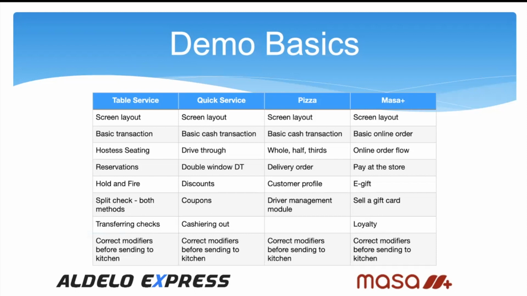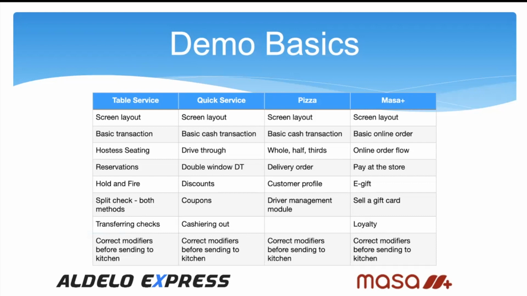And then cashiering out is really the only difference there. Instead of a server in a restaurant, table service, balancing themselves, the cashier has to do a little bit different routine. And then pizza, you've got to be able to show the whole, halves, and thirds, delivery order, customer profile, driver management.